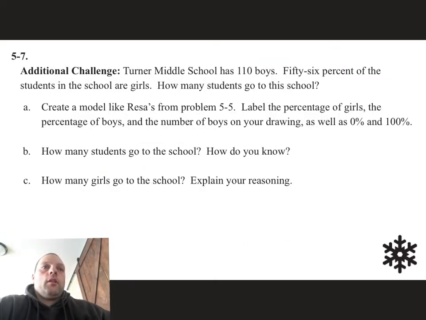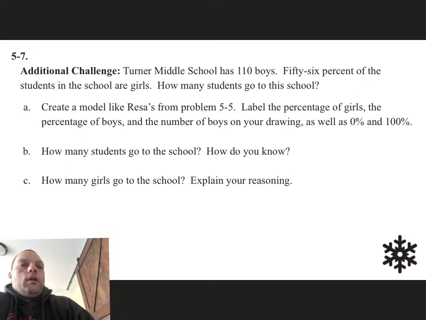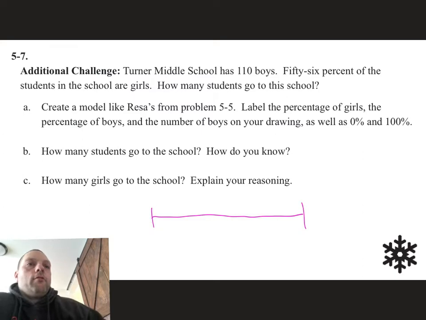All right, now we're going to take a look at a problem where a diagram has not been created, so we're going to create our own diagram. So Turner Middle School has 110 boys. 56% of the students in the school are girls. How many students go to this school? Okay, so I'm just going to roughly create it. I know I have 110 boys, but I think 56% kind of helps give me an idea on where I want to split that line.